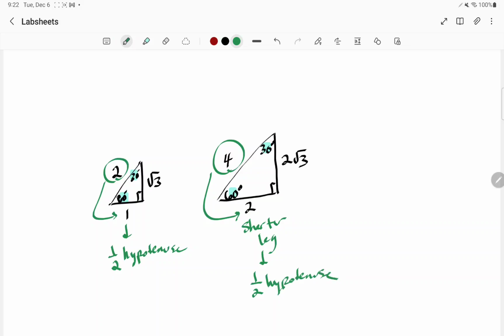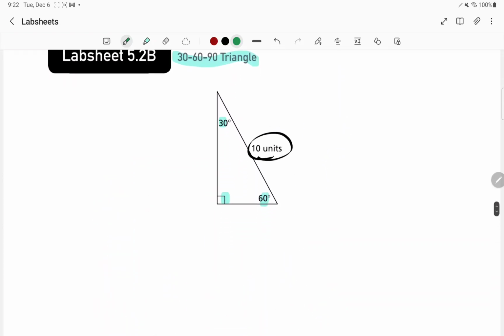And again, this is only for 30, 60, 90 triangles, those equilateral triangles cut in half. And so knowing that that's true, here is our shorter leg right here. This is going to be 1/2 of the hypotenuse, which is 1/2 of 10, which is 5. Okay, so this length must be 5 units.